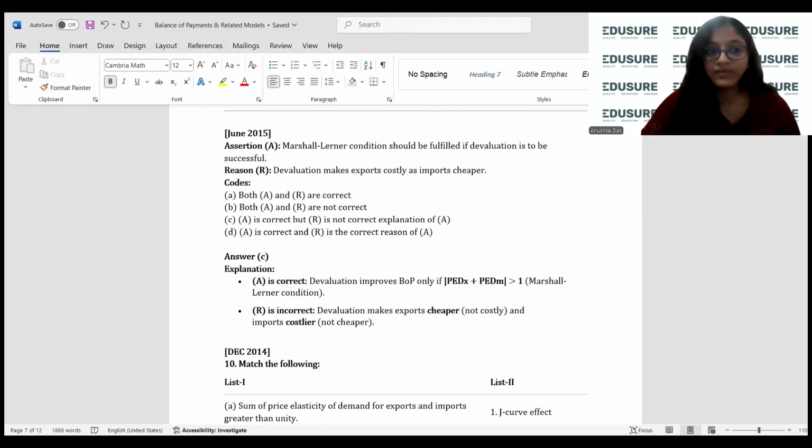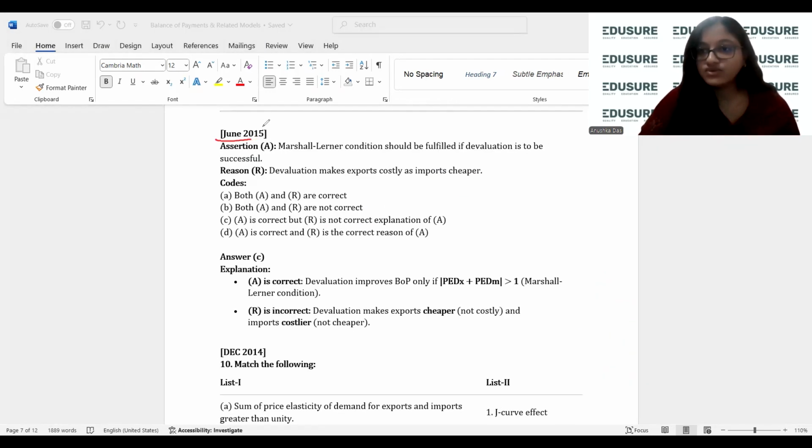Now let us solve some questions on this. This is a UGC NET June 2015 assertion reasoning question. The assertion says Marshall-Lerner condition should be fulfilled if devaluation needs to be successful, which is absolutely right, which is what we have seen. The Marshall-Lerner condition is that the sum of absolute values of price elasticity of demand is greater than 1. If that holds, then only devaluation will be successful in impacting BoP positively. And the reasoning says devaluation makes exports costly and imports cheaper. Is this true? What do you think?